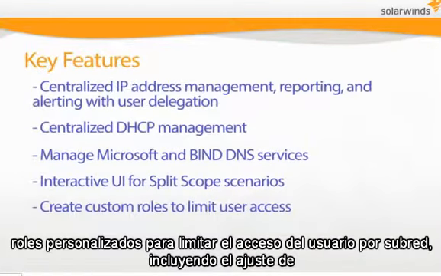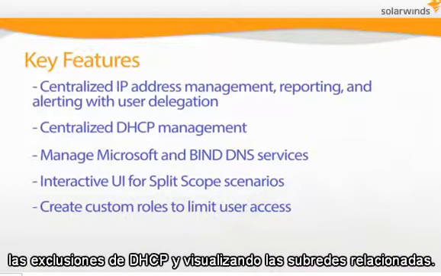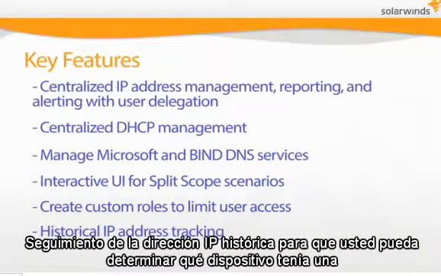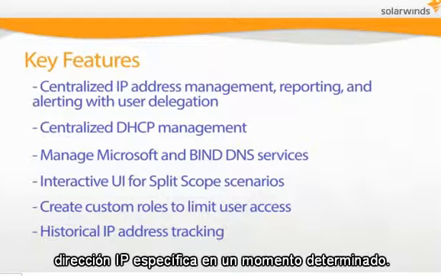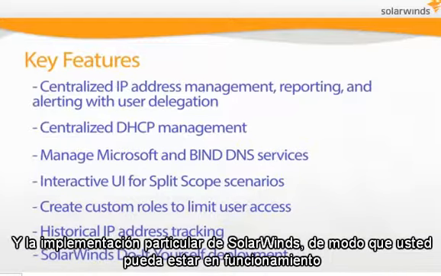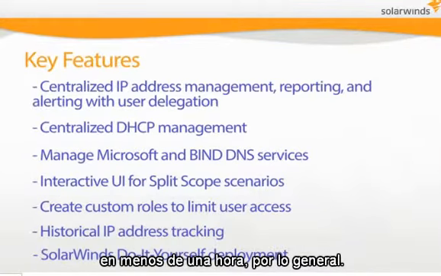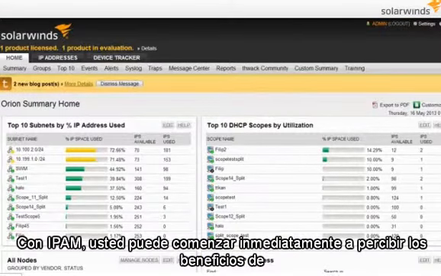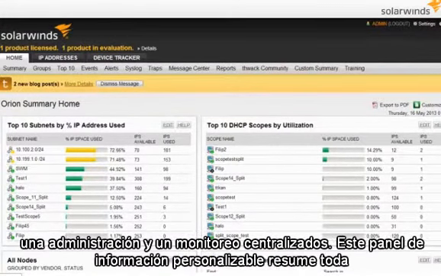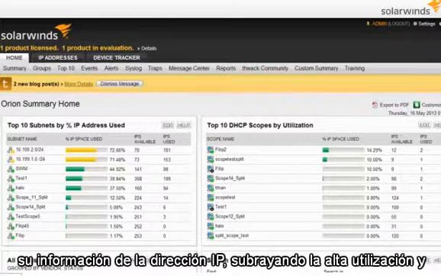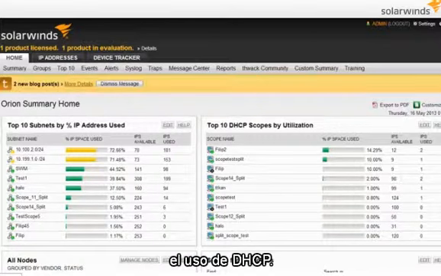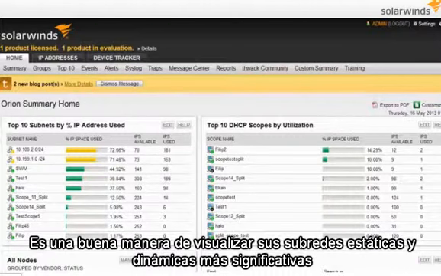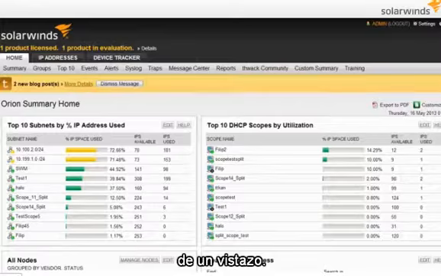Create custom roles to limit user access on a per subnet basis, including setting DHCP exclusions and viewing related subnets. Historical IP address tracking so you can determine what device had a specific IP address at a given point in time. And the SolarWinds do-it-yourself deployment so you can be up and running in generally less than an hour. With IPAM, you can immediately start to see the benefits of centralized management and monitoring. This customizable dashboard summarizes all of your IP address information, highlighting high utilization and DHCP usage. It's a great way to view your most significant static and dynamic subnets at a glance.